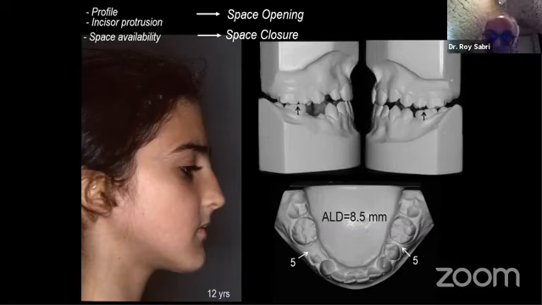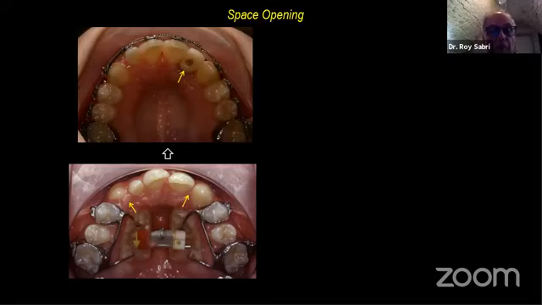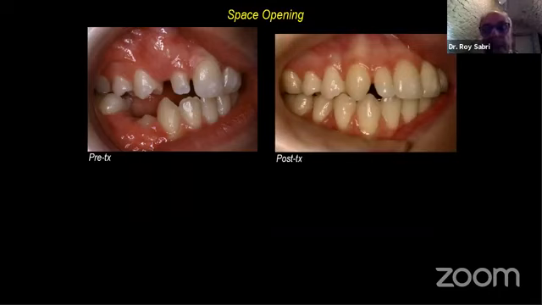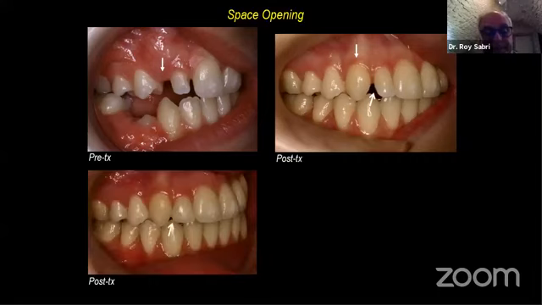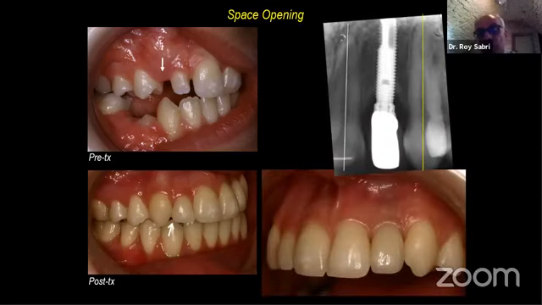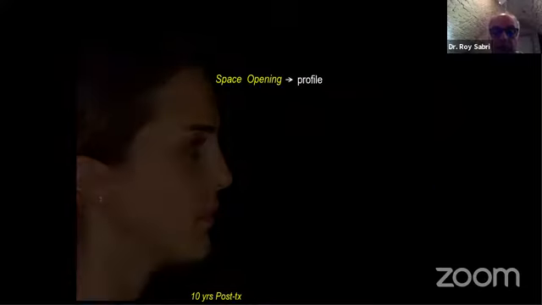It's a class 1. So for profile consideration, it was a little bit challenging, but we decided to open the space. To get some space, we had to do some expansion. And this is the end result. There is a small lateral that had to be built up. And here's the canine that was impacted, built up on the lateral, and this is the implant. This is a close-up view of the implant. This is her smile. This is her profile. Okay, a much better lip support after space opening.